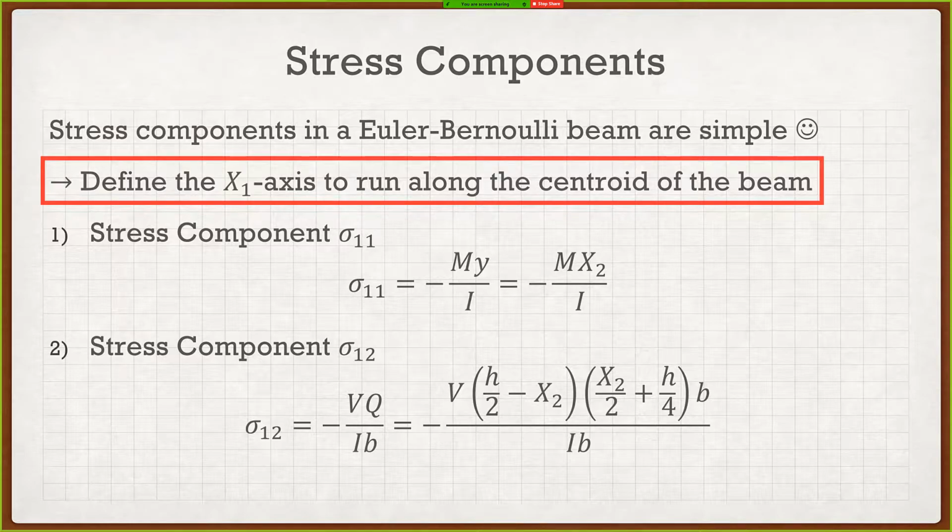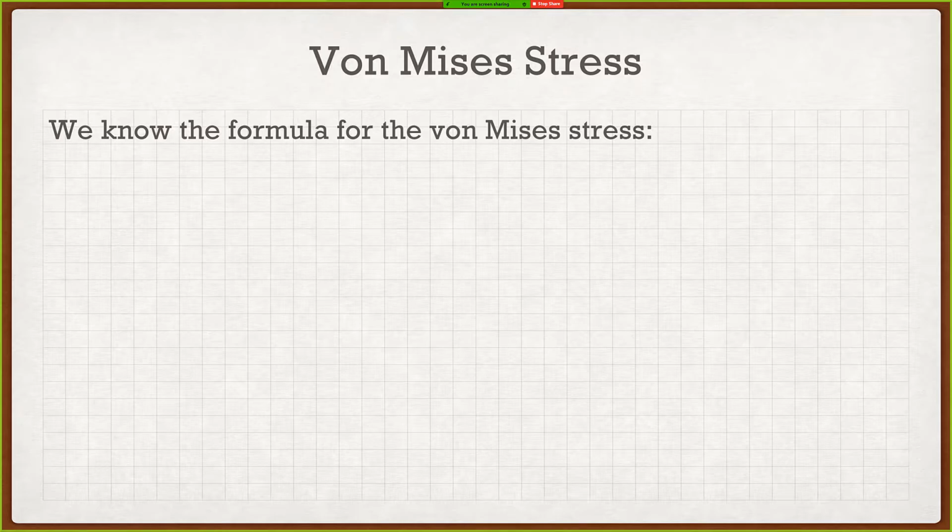So again, I want to emphasize this. These simplifications that we made, mainly for y in sigma 11 and Q in sigma 12, are because we defined our x1 axis to run through the centroid of the beam. If Dr. Sammer in a midterm or a final gives you a defined coordinate system where, let's say, the x1 axis is below the beam, something like that, then you're going to have to manually solve for both y and Q in that case, but it's not too difficult. Or I'm sure Dr. Sammer wouldn't be that mean. All right, so now that we have sigma 12 and sigma 11, we can solve for part B, and we can solve for part C.